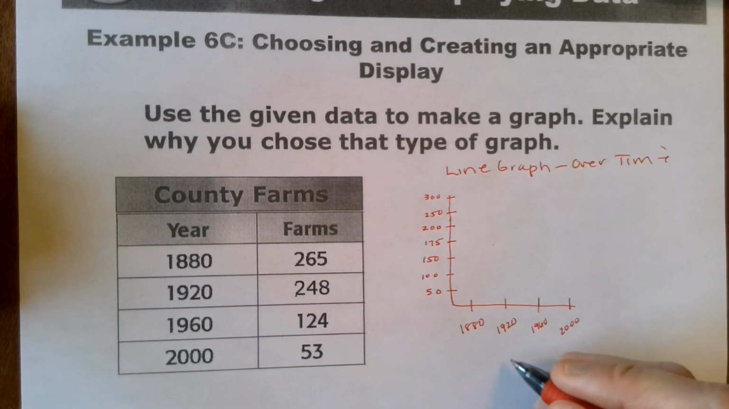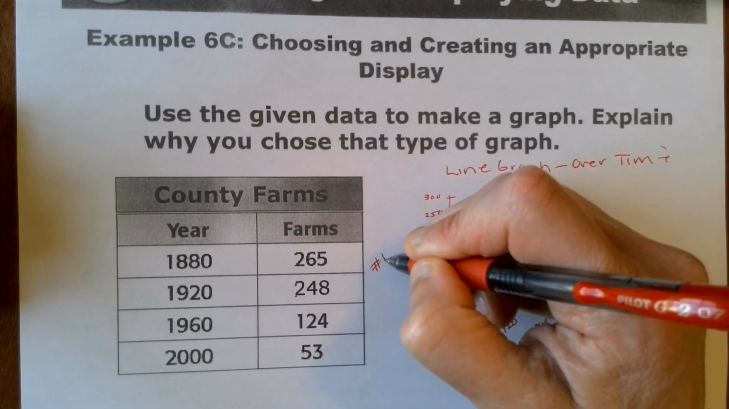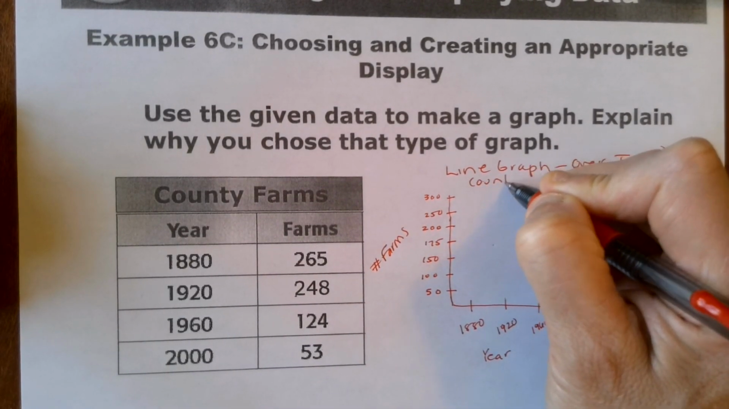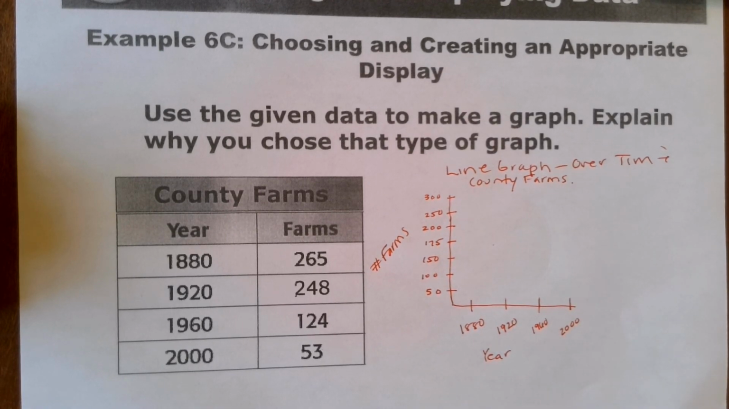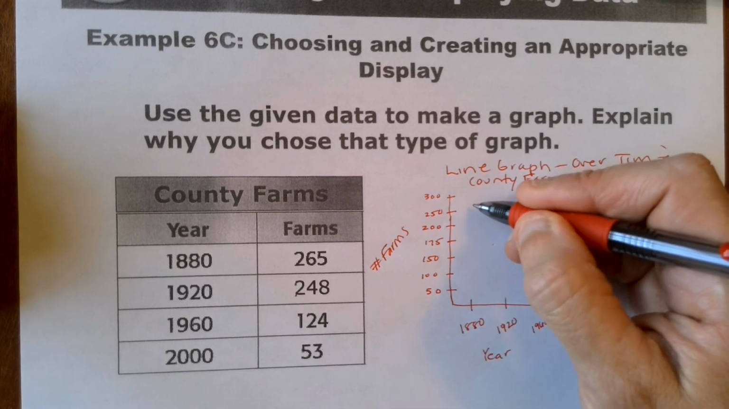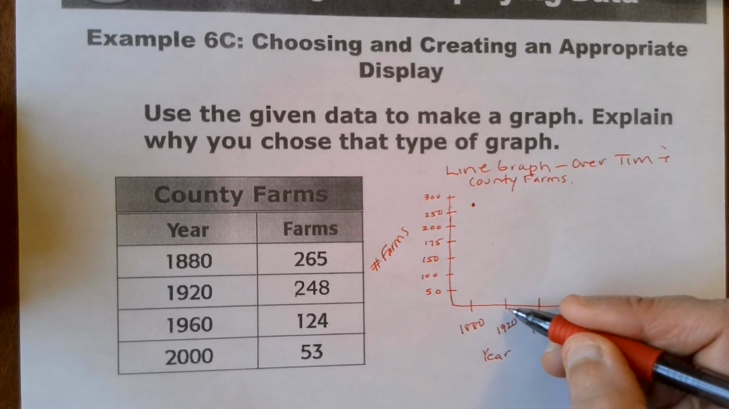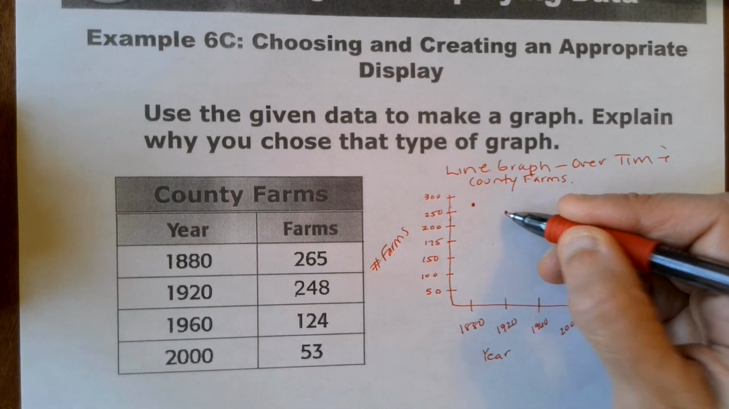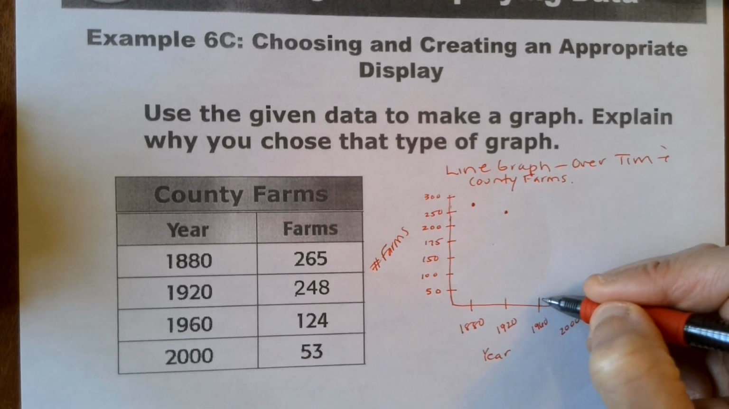Okay, I'm going to label it. This is the year. This is the number of farms. This is the county farms. Okay, and so we're going to put a dot in there at each of these. 1880 is 265. So you kind of guesstimate up here. I mean, you don't know exactly. 1920, 248. It's close to that. And 1960 is 124.